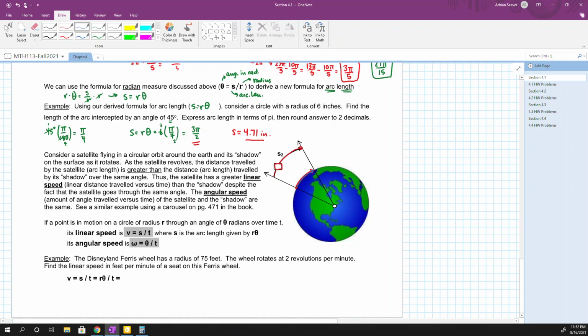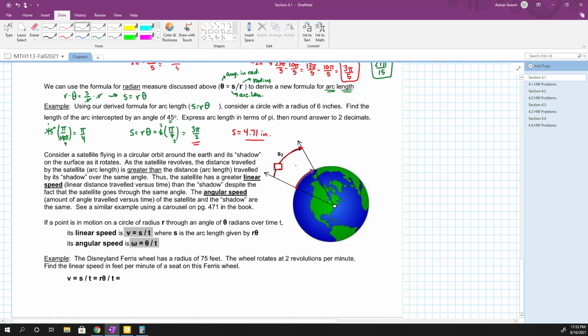Well, this amount of arc length that I'm flying out in space is sometimes considerably more than its shadow, right? And as you get closer and closer to the center of the Earth, it's quite a bit more. So my speed, right, if I'm traveling this amount of arc length in space compared to the shadow, well, you'd think my linear speed, the amount of arc length that I'm covering, linear distance versus time, is greater.